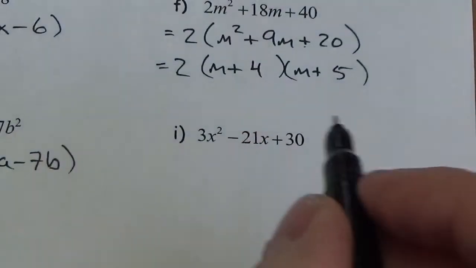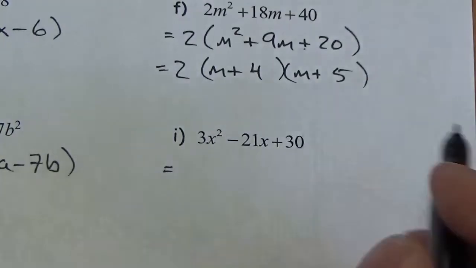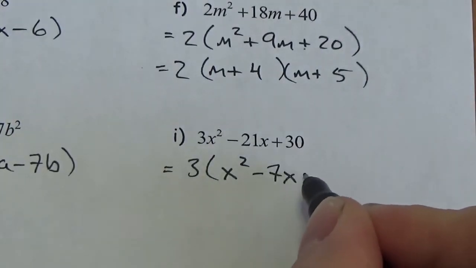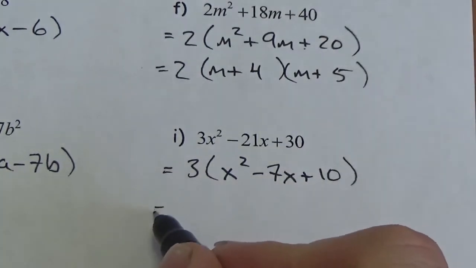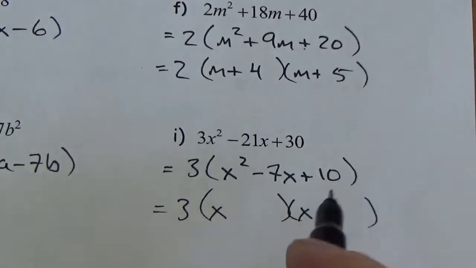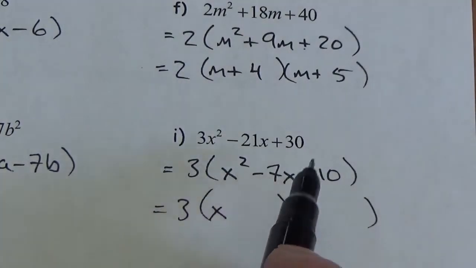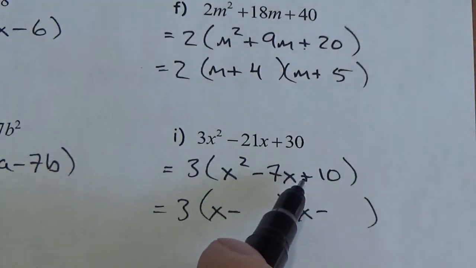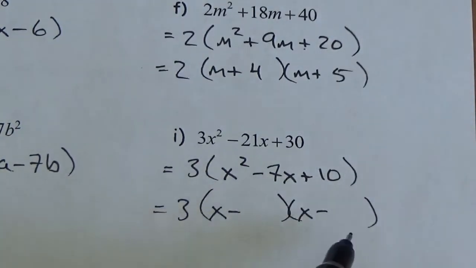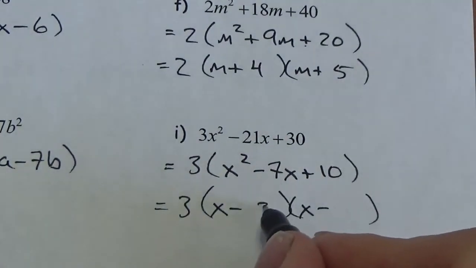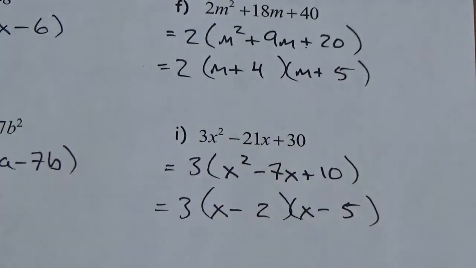And now finally in this little section right here, I see the 3 out front here, and again I'm going to take that out. That's going to leave me with x squared minus 7x plus 10. Break this apart into two factors, x and x. Here, the product is positive, the sum is negative, so I know they've both got to be negative, right? Because remember, when the product is positive, they're both the same sign. And so what are the factors of 10 that combine to get you 7? That's going to be 2 and 5. Okay, and there you go.